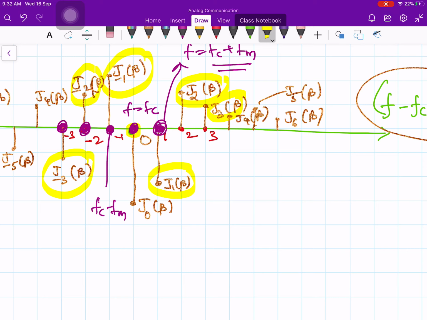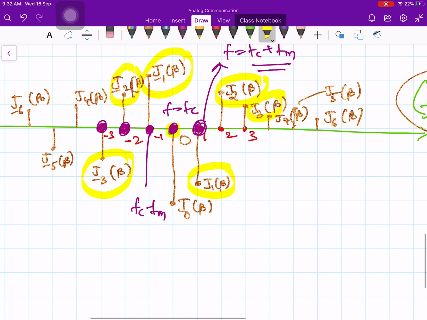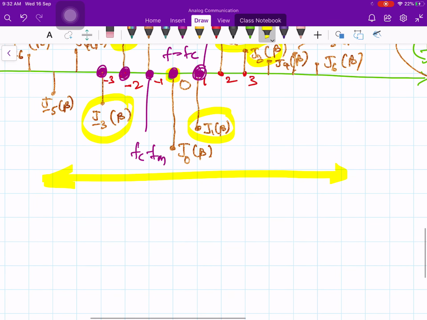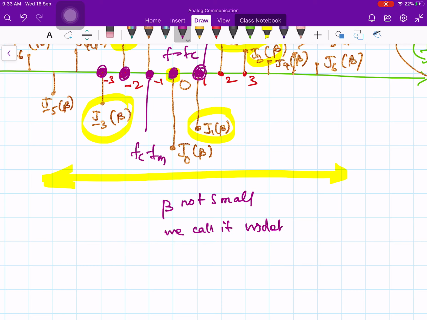So I see a very large number of spectral components in this. So it is a wideband signal. Why is it called wideband? The bandwidth is very large because you have a large number of spectral components. So in general, when beta is not small, we call it a wideband angle modulated signal.